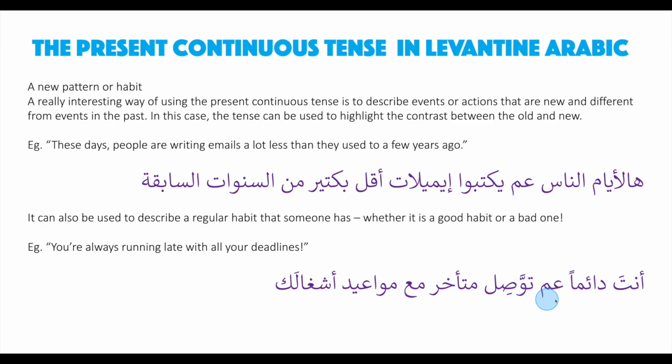أنت دائما عم توصل متأخر مع مواعيد أشغالك. أنت دائما you're always عم توصل arriving متأخر which means late مع مواعيد أشغالك your deadlines.